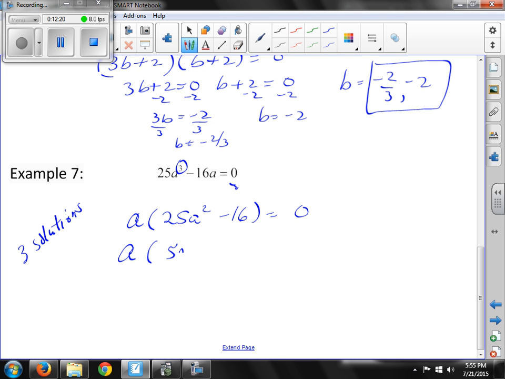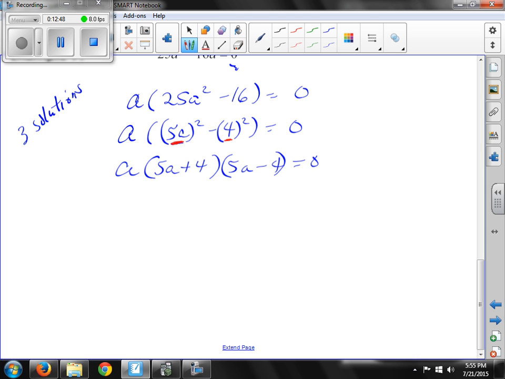It's 5a squared minus 4 squared. So I'm going to have the first plus the last and the first minus the last. So we'll have 5a plus 4 and 5a minus 4. So now I'm going to set my factors equal to 0. I'll have a equal to 0, 5a plus 4 equal to 0, and 5a minus 4 equal to 0.